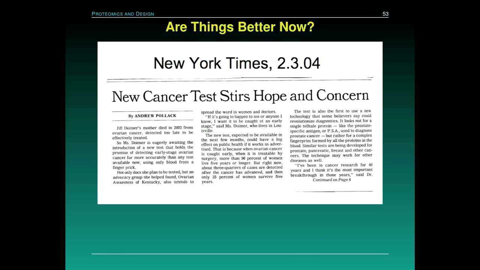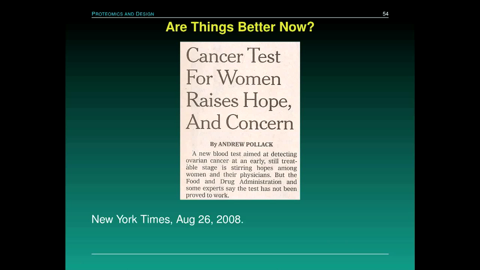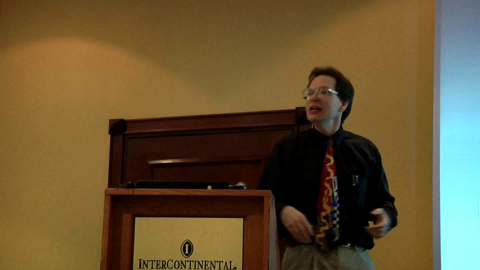So are things better now? Well, this is what the New York Times paper looked like in February of 2004. So things have obviously gotten better. We've learned these lessons, right? Well, here's the New York Times from 2008. Wait a minute. Same author. He gets tired. He doesn't want to come up with new titles.